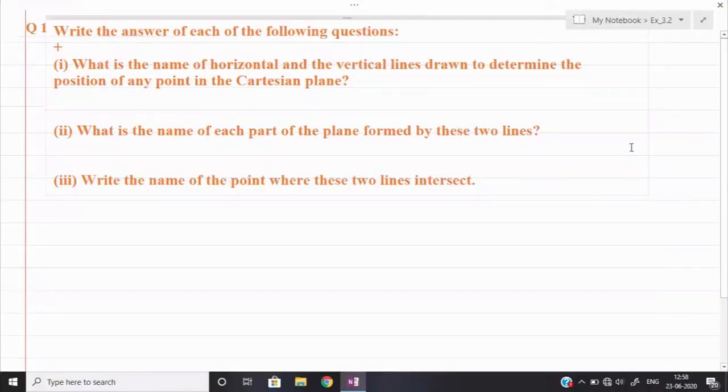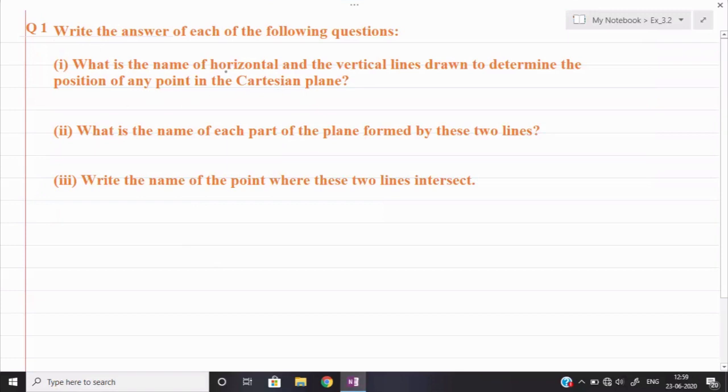Yes, students, now we are starting the question first of exercise 3.2. So in this question, see what we have given. First of all, look at the first question. Now the fundamental I have explained you that you need to remember. Okay, so see the first question. Write the answer of each of the following question. The first question they are talking about here, they are saying what is the name of horizontal and vertical line drawn to determine position of any point in the Cartesian plane.